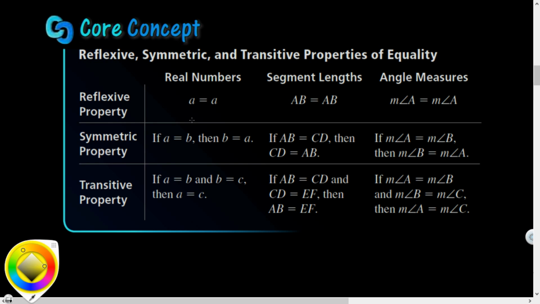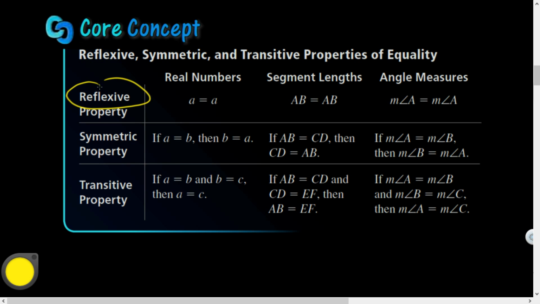So here we go. Reflexive property, basic idea, anything is equal to itself. It can be true with numbers. It can be true with lengths of segments, which are also numbers. It can be true with measures of angles, which are also numbers. Good stuff. Anything is equal to itself. Reflexive, think like reflection, right? In a mirror, this equal sign is like a little mirror or something like that. That makes sense.